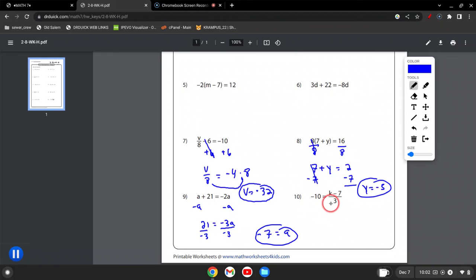Ooh, one of these. It's okay. Let's put 3 up here, just put it right there. So it's 3 times minus 10 is minus 30 equals k minus 7. Now I have to add 7 to both sides to get him by himself. So it's minus 23 equals k. There you go. Not too bad.